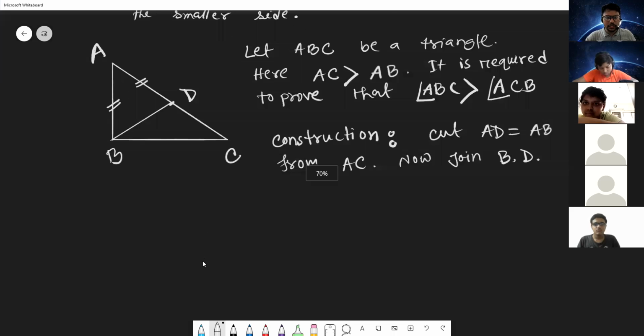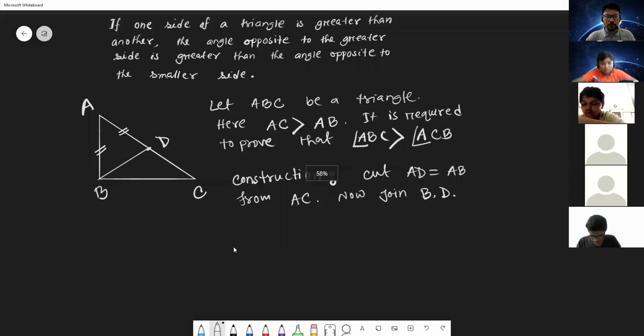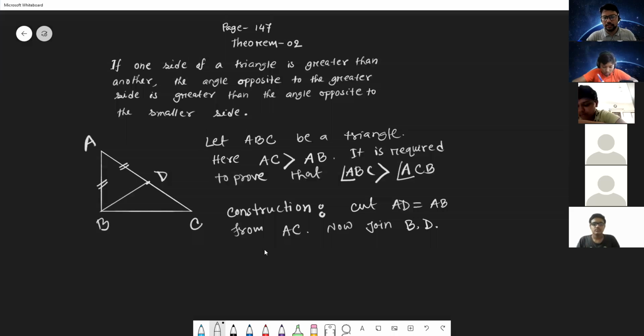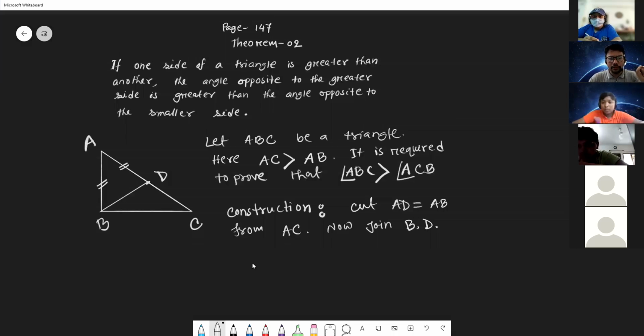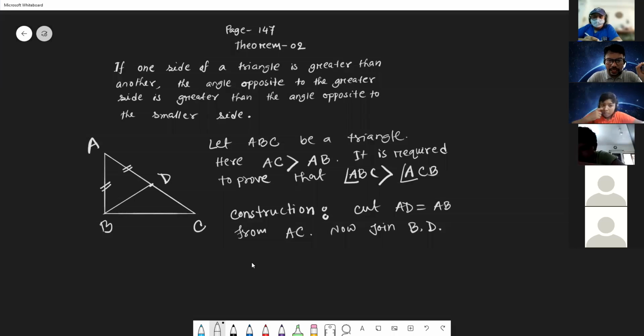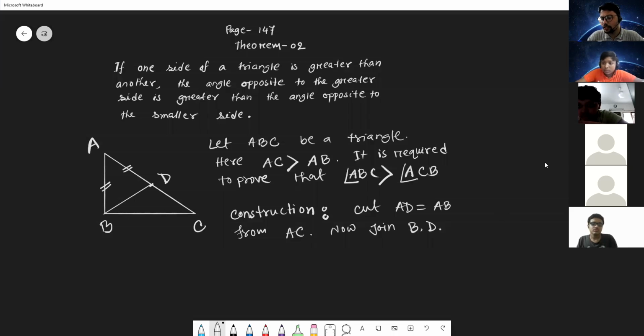So dear students, if you have any question up to this, please raise your hand. We have written the question here, and according to the question we have drawn the figure. And the construction is just to cut AD equal to AB. So Nazmul Islam, now speak with me. If you have any question, please. Do you have any question?